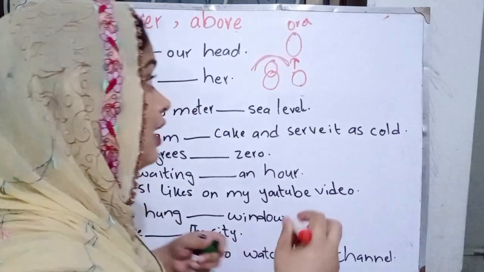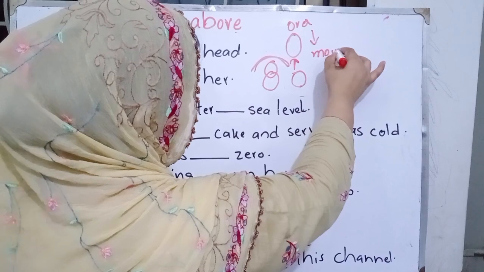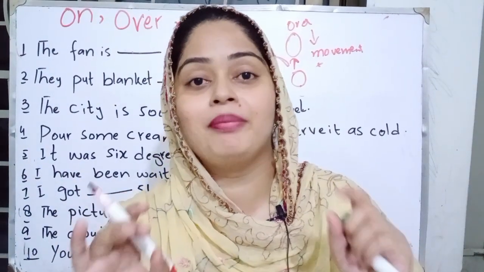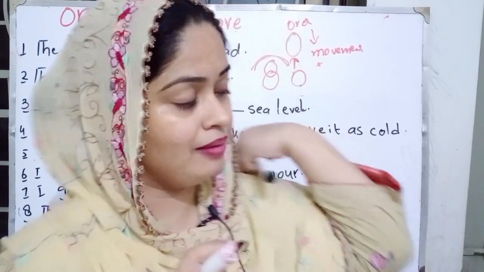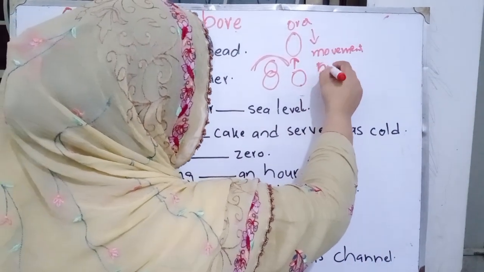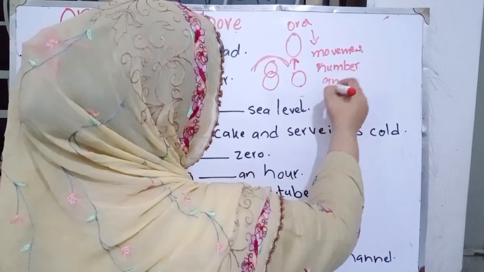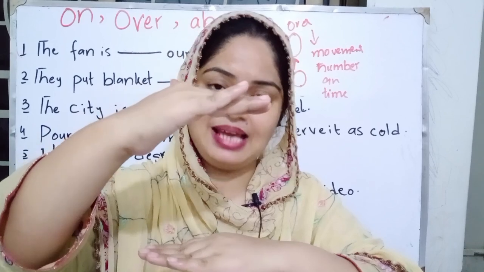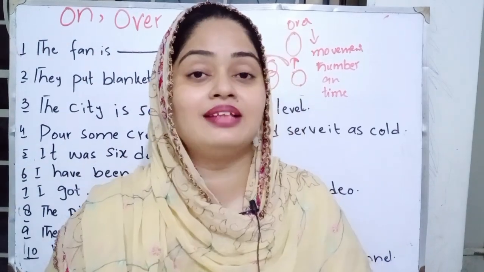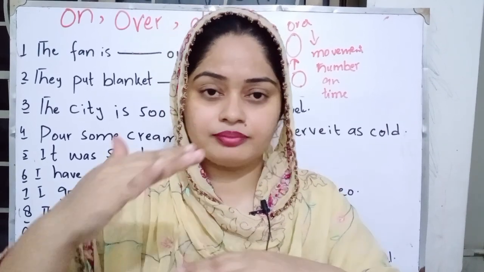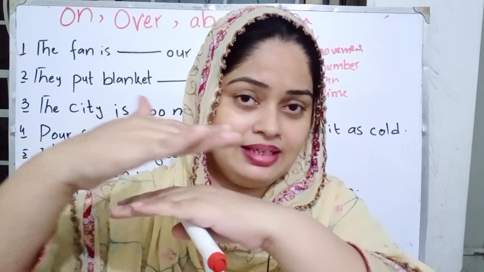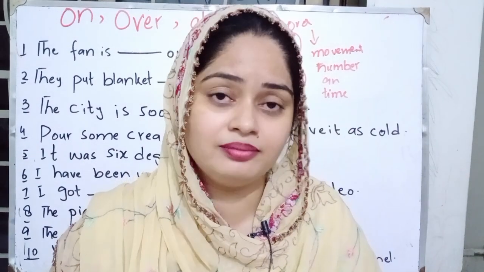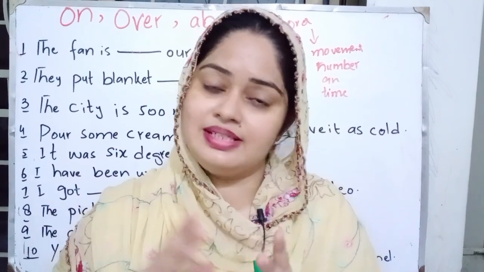Over also shows movement, and it is also used for number and time. Number one thing, over is when something is directly above something else, not at the right or the left side. In most cases, it is in touch with something else, or covering something else, like clouds are over the city, because clouds are covering the city.